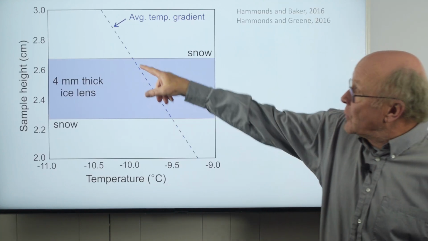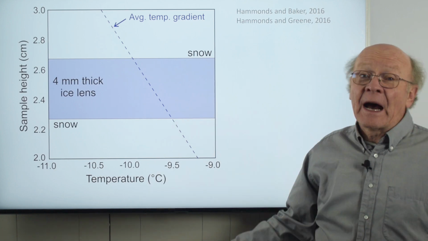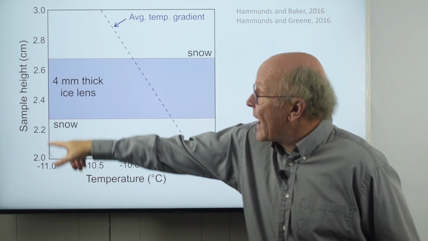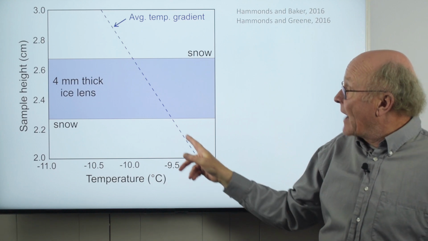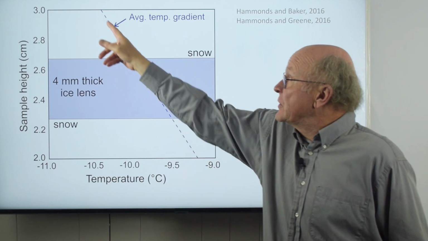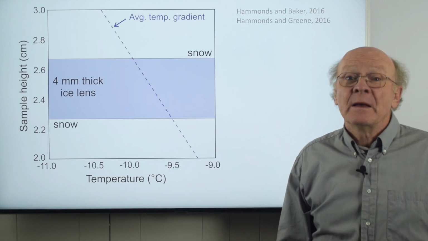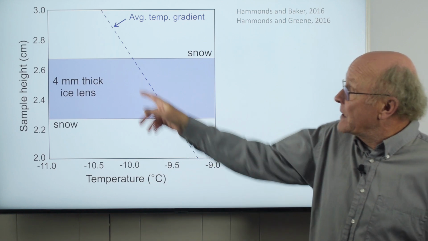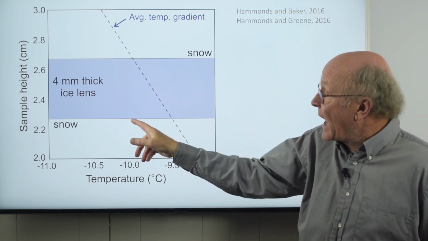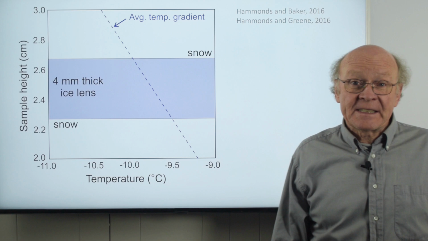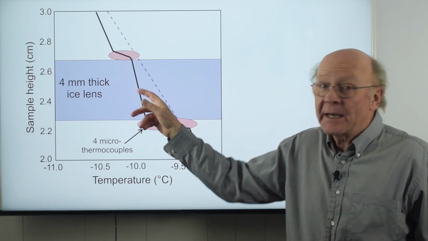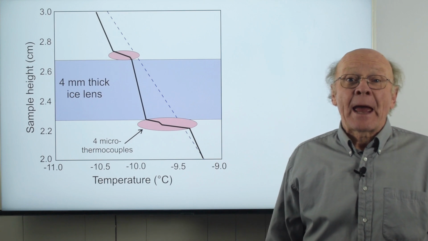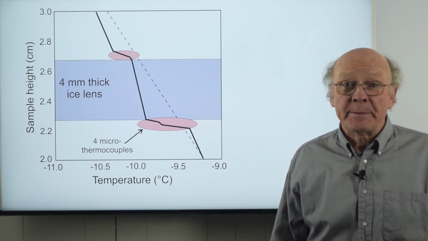This graph shows a 4 millimeter thick ice lens. The height of the graph is only 1 centimeter. The temperature gradient, averaged over several centimeters, is shown by the dashed line. Somehow, Hammonds managed to place tiny thermocouples just above and below the ice lens. The slope of the solid black line is the temperature gradient that Hammonds measured with microthermocouples.